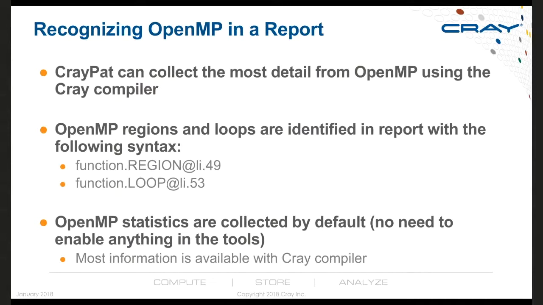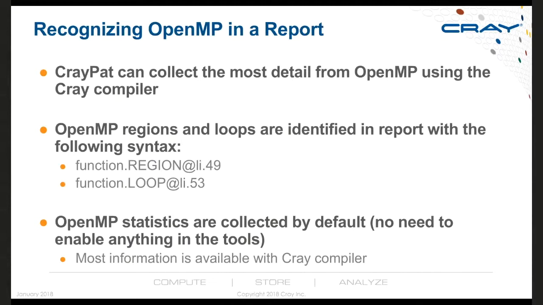The way to identify OpenMP regions in the code, we typically name them by function name and whether it's a region or a loop, and then you'll see an "at line" with the line number. So for example, if I have a function called A in my program, it would be A.loop at line 53 if I had an OpenMP loop, or an OpenMP directive before that loop.